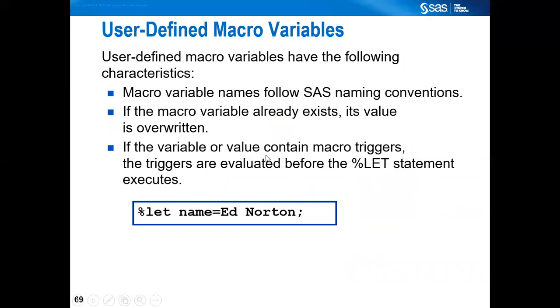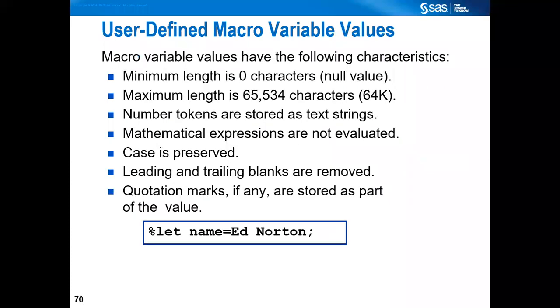So if a variable or value contains a macro trigger, the triggers are evaluated before the %let statement executes. So what does this mean? I'll explain this in an upcoming slide. First, understand how the values could be. The minimum length of the value is 0 bytes with no characters. Maximum is 64K bytes, maximum characters is 65,534. Number tokens are always stored as text.